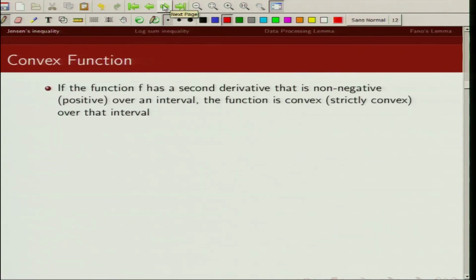Okay. Now we will show another way of proving whether a function is concave or convex. If we have a function f that has a second derivative, and this second derivative is non-negative over this interval over which the function is defined, then the function is convex over that interval. So what do we need? We want the second derivative to be non-negative. Now how can we prove this?